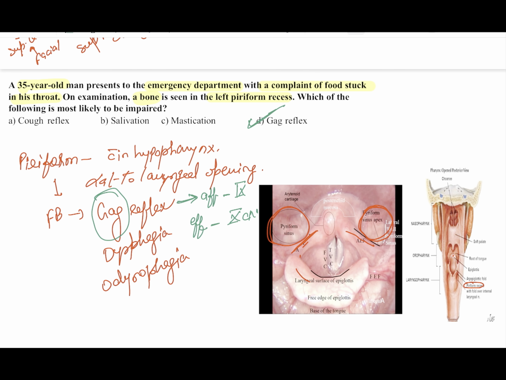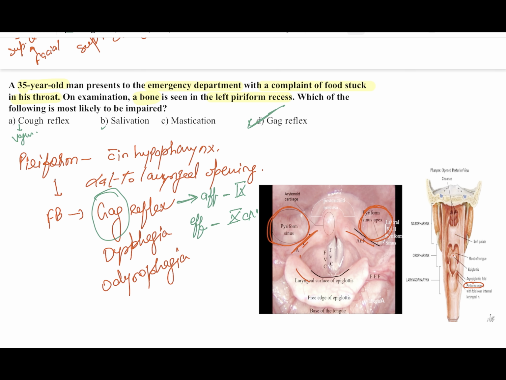Now why not cough reflex, salivation or mastication? If you know, cough reflex is mainly mediated by the vagus nerve. And this is mediated by the vagus nerve in the larynx below the vocal cord, in the trachea and in the bronchi. So whenever we have any foreign body in the larynx or in the trachea, then the correct answer will be cough reflex. Why not salivation?